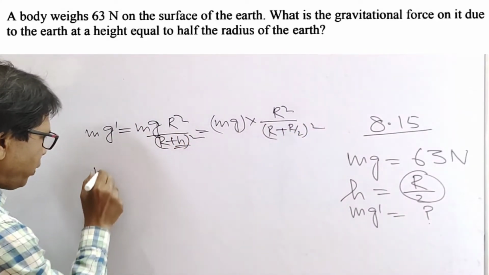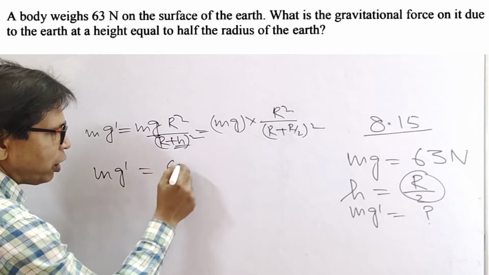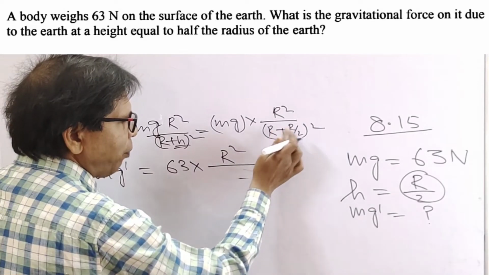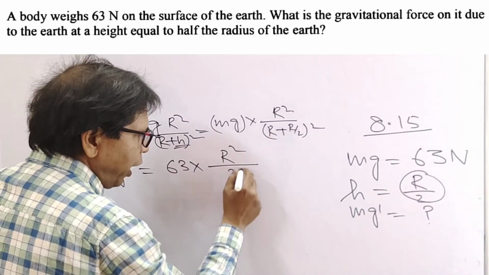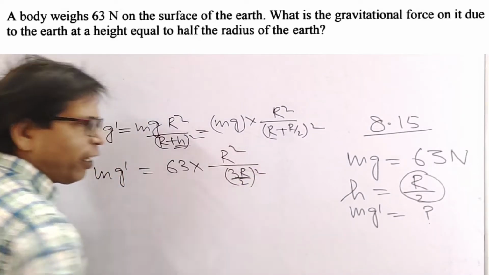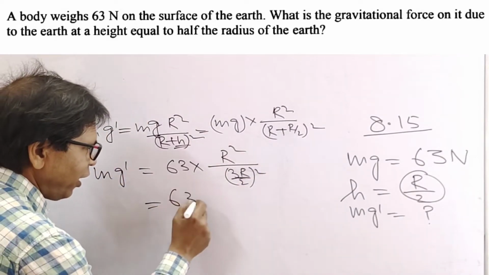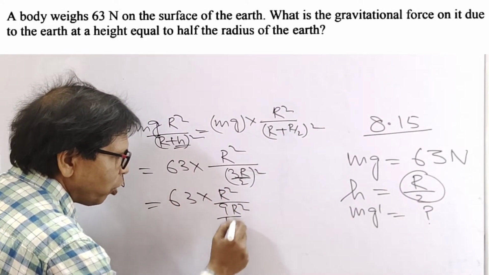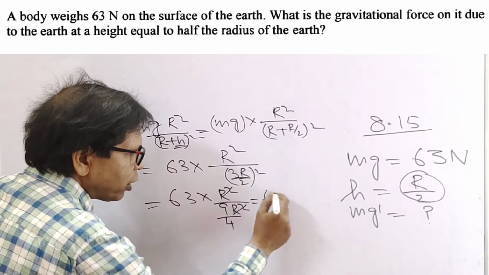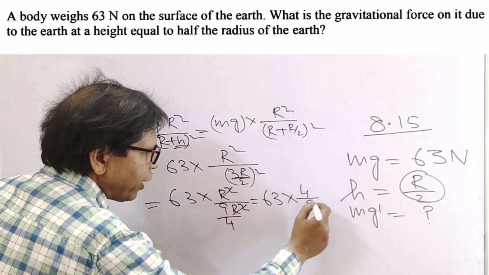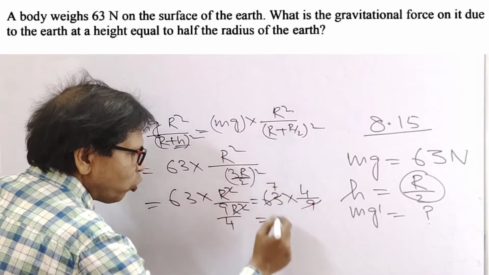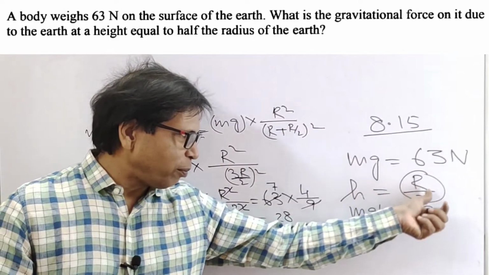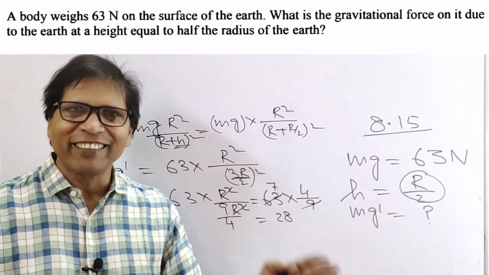Now mg' means 63 into R squared divided by, this is R plus R by 2, so this is (3R by 2) whole squared. So this is 63 into R squared divided by 9R squared by 4. This and this cancel out. So this is 63 into 4 by 9, that is 7, so this is 28. So the weight of the body at an altitude h equal to R by 2 is 28 Newton.